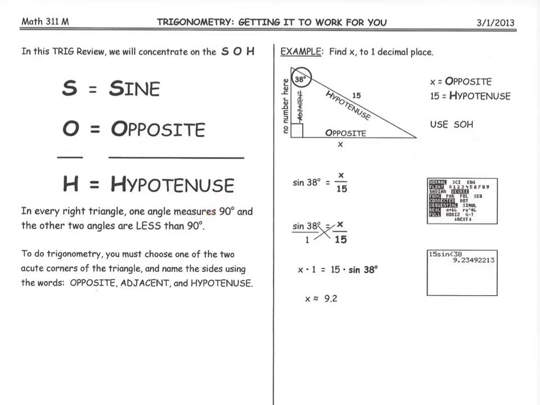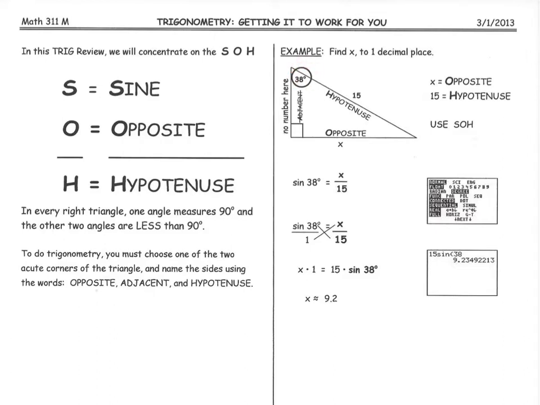In every right triangle, one angle has to measure 90 degrees, and if you want to do trigonometry, you need 90-degree angles. The other two angles are going to be less than 90 degrees. To do trigonometry, you must choose one of the two acute corners, and you usually choose the one that has a number in it.